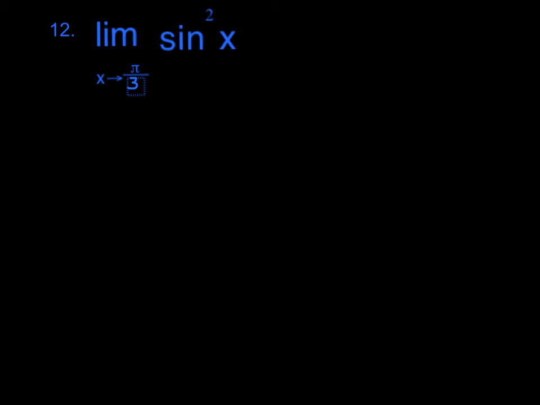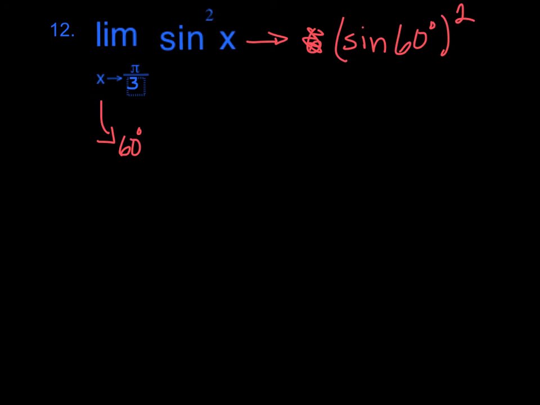All right, so a little bit of a change of pace on number 12. We're going to first take a look at what we are approaching here. We're approaching pi over 3. So let's just remember that pi over 3 is really the equivalent of 60 degrees. What this is asking for is the sine of 60 degrees, and then what we want to do is square that quantity. So remember what the sine of 60 degrees is. The sine of 60 degrees is radical 3 over 2.